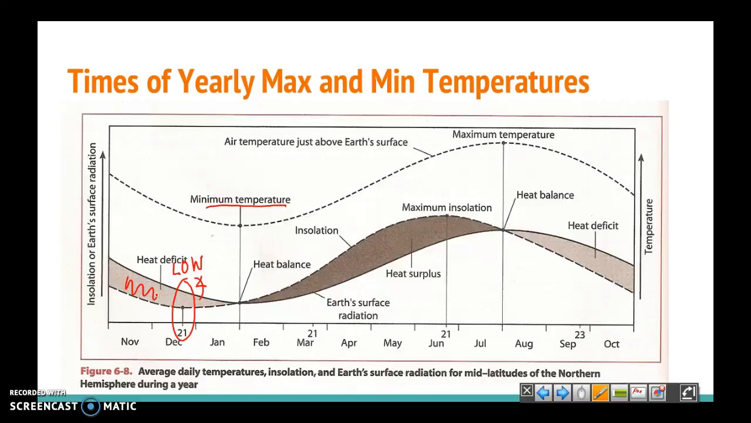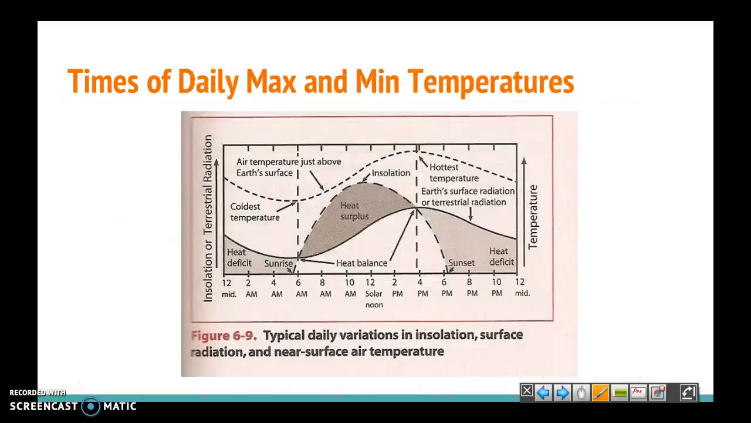Likewise, when we go to June, well, here's our maximum, right? But June 21st isn't the highest temperatures of the year. The highest temperatures of the year are over here in July, end of July or early August. And that, again, is because it takes a long time for that water to heat up. So there are variations in insolation throughout the year, and the temperatures, highs and lows, do not line up with the times of maximum and minimum insolation, right?